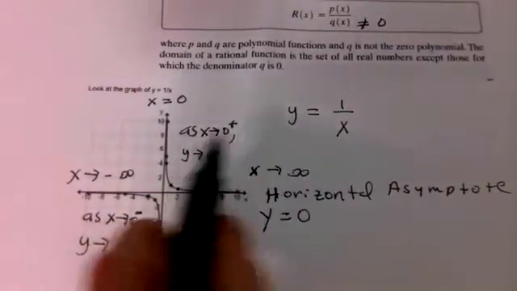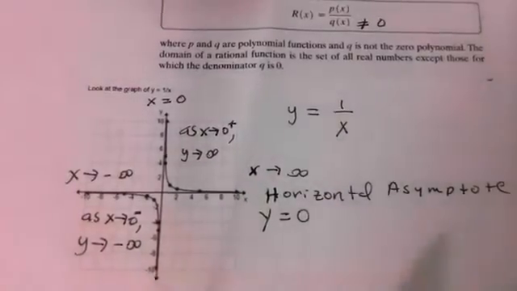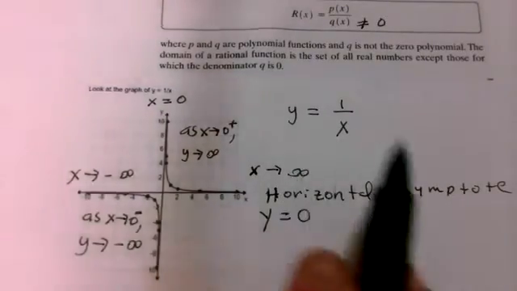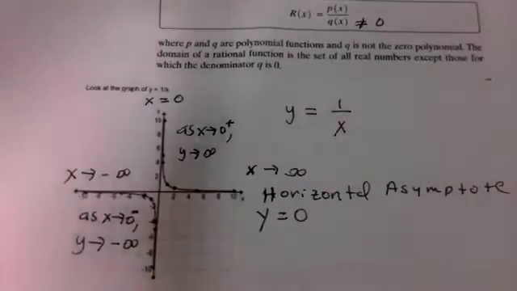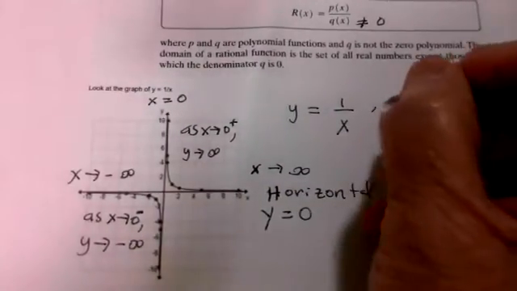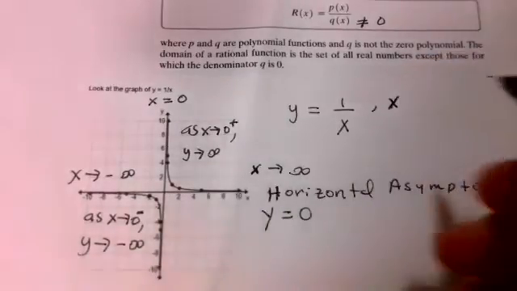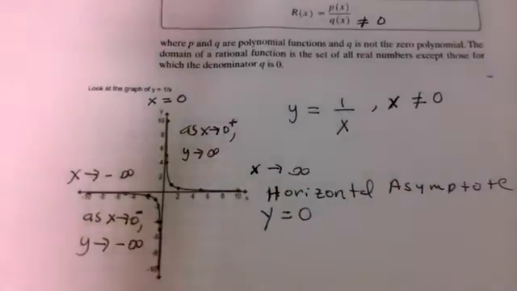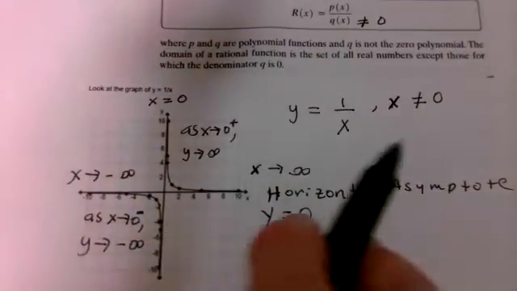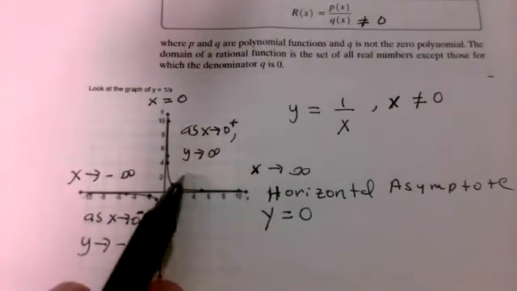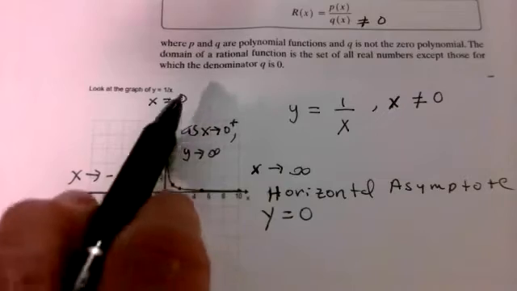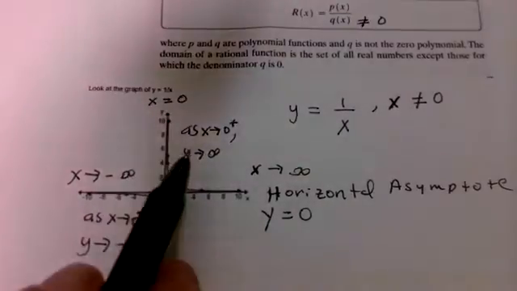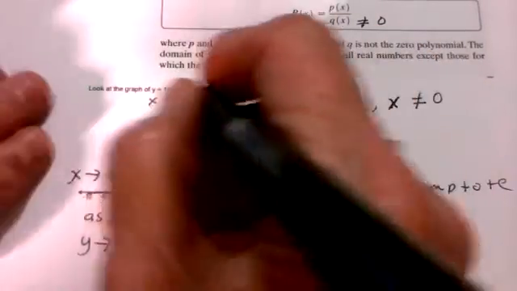If we have this happening, and with a rational function we will usually have this, not always, then there's some value that makes the denominator equal to 0. In this case, that value is 0. So x cannot be 0; 0 is not in the domain of this function. But if, as x approaches 0, the y values are getting bigger and bigger without bound, or more and more negative without bound, then that is what we call a vertical asymptote.